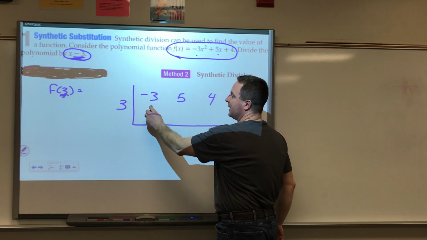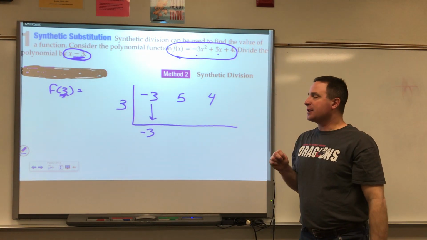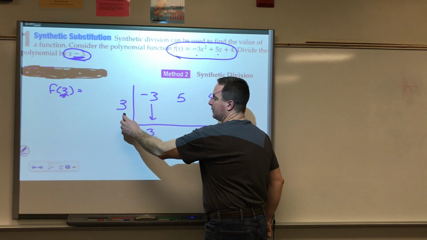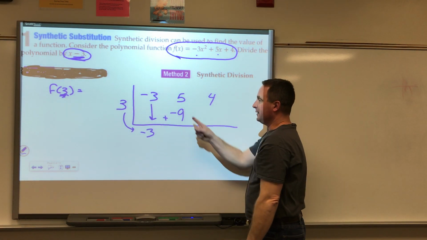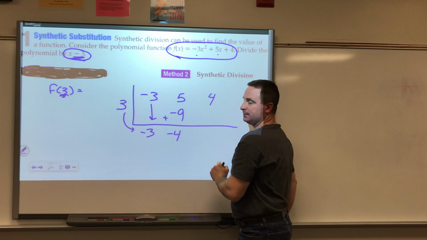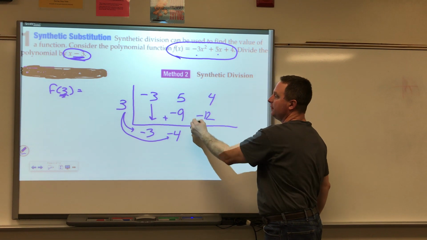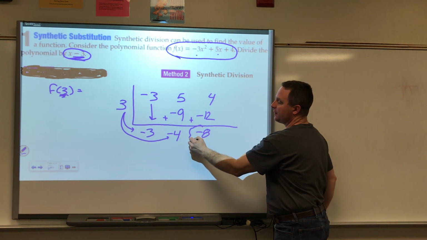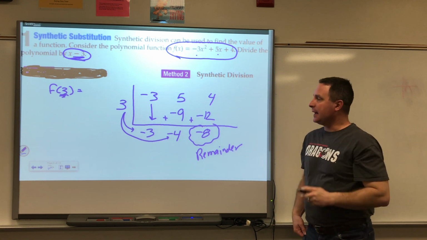Using synthetic division, this is how the process works. I drop down my first number. The two key magic words with synthetic division are multiply and add. We multiply these two numbers, which is negative 9, and it goes right here. Then I add 5 plus negative 9, which is negative 4. Again, I take that number out front, multiply it here, and I get negative 12. I add, and I get negative 8. When we did synthetic division before, this was what was called our remainder, the last number at the end.